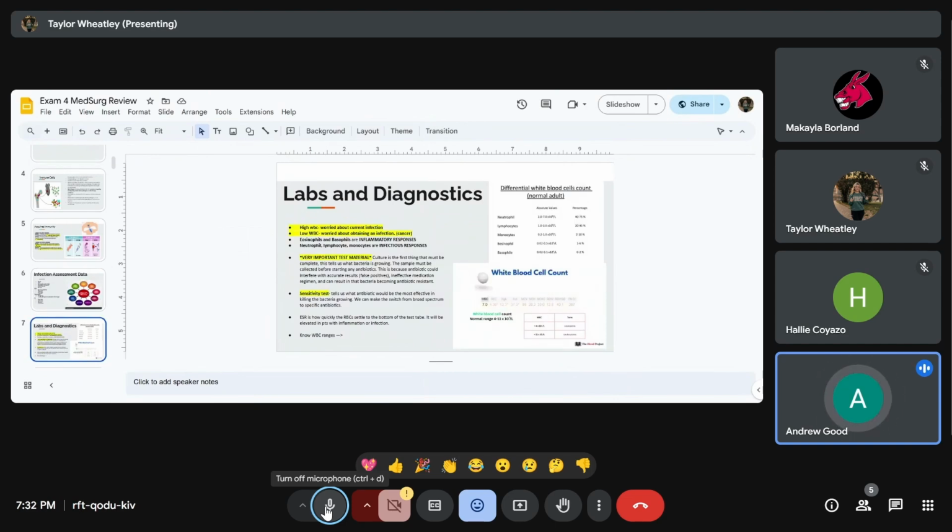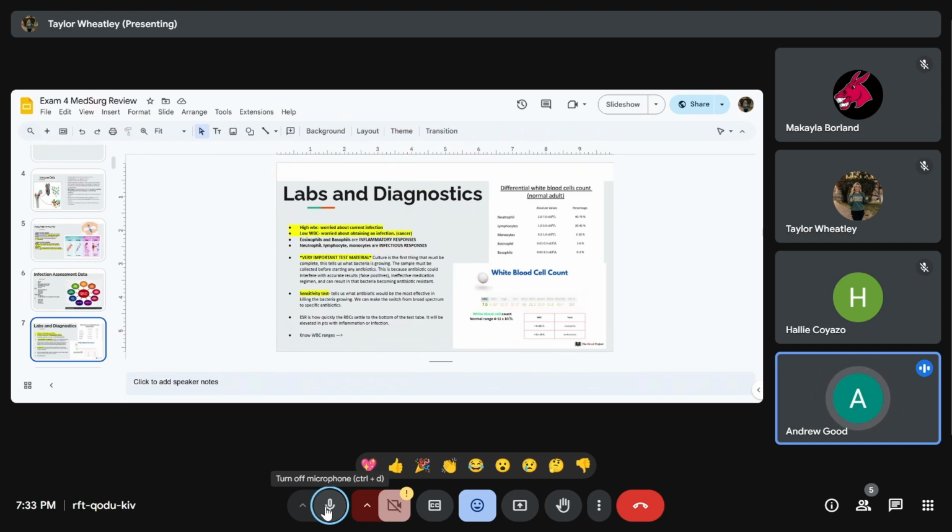Some labs and diagnostics. High white blood cell counts, you're worried about a current infection. Semi-high white blood cell count can be inflammation. Low white blood cell count, you're worried about infection, which is mainly pertaining to cancers.